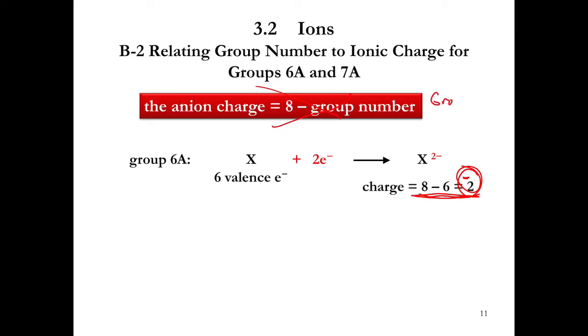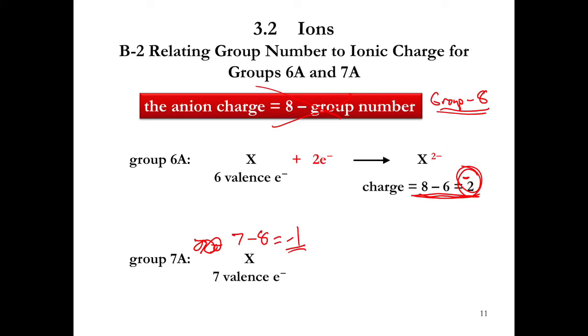Actually, a better way to say this than 8 minus the group number would be the group number minus 8, because then we'd have the correct sign as well. So the group number 6 minus 8 gives us the charge of -2, which is what the group 6 elements' charges are. The group 7 elements have 7 valence electrons, so the group number minus 8, so 7 minus 8, gives us the charge of all of those nonmetals in group 7. So all those group 7 elements have a -1 charge.